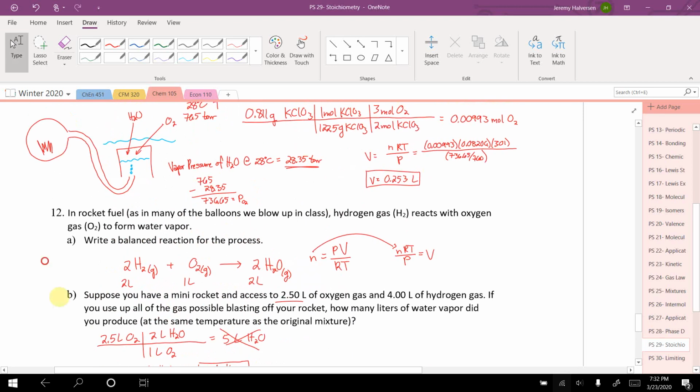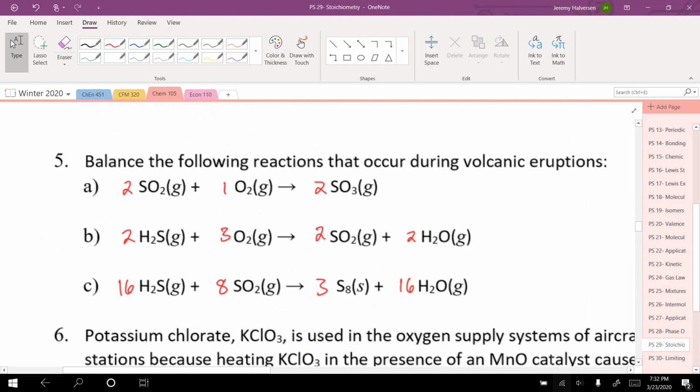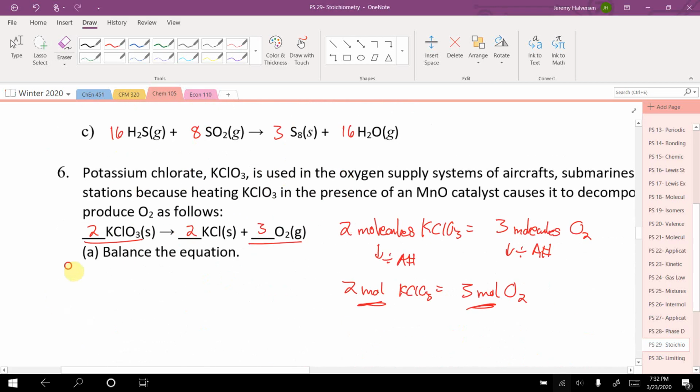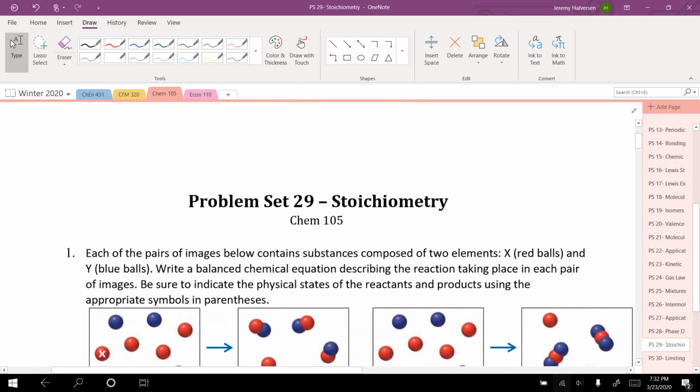Okay, so what's the key here? The key in this problem set is understanding that when you have a balanced reaction, you have a relationship between all the different species in that reaction. Okay, and these are molar relationships. And so if we're given a problem where we start in units of SO2 and we want to go to SO3, or we start in SO2, we want to go to O2, okay, we have this relationship that says 2 moles of SO2 is equal to 1 mole of O2. Okay, and we exploit that relationship to run these calculations. And that is problem set 29.